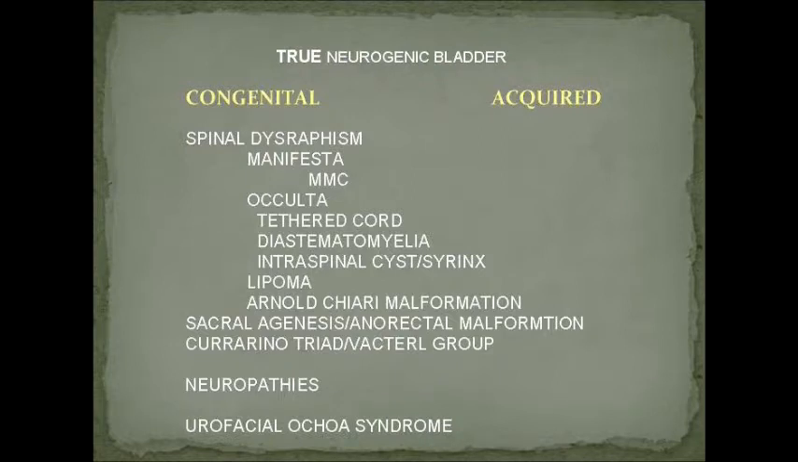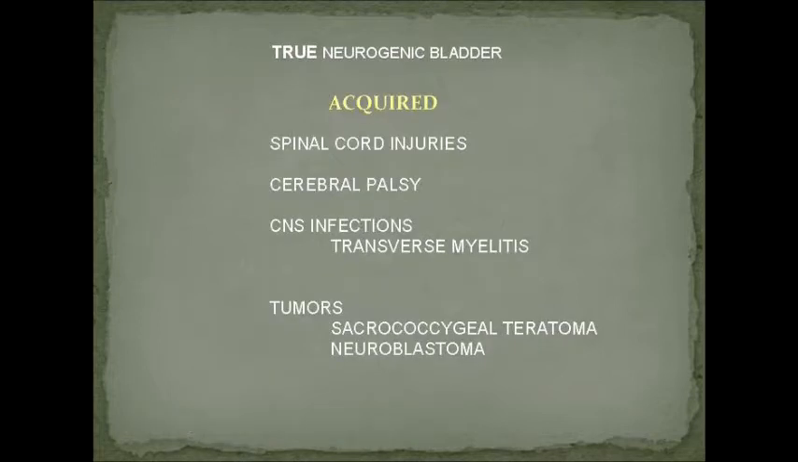A rare condition, of which I have not encountered a patient, but some of you may have, is the urofacial Ochoa syndrome. Going to the acquired type of neurogenic bladders, we can see them in spinal cord injuries, and in patients with cerebral palsy, and we have a large number of these patients in India. Somehow we don't get a lot of these patients coming to us for their urinary incontinence and urinary problems.